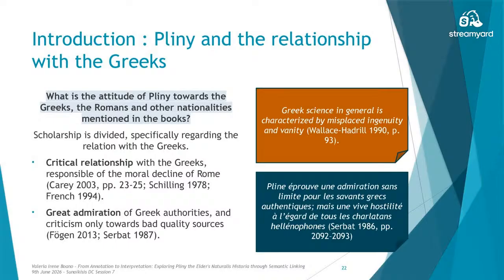So I decided to start from a research question which regards the relationship between Pliny, the Greeks, and other nationalities. Scholarship in this regard has been divided. Some scholars considered that Pliny had a critical relationship with the Greeks, who were considered responsible for the moral decline of Rome, whereas others stated that Pliny had a great admiration for the Greek authorities and that he was critical only towards bad quality sources. So basically, the criticism was not related to the geographical origin, but rather to the content of the work itself.